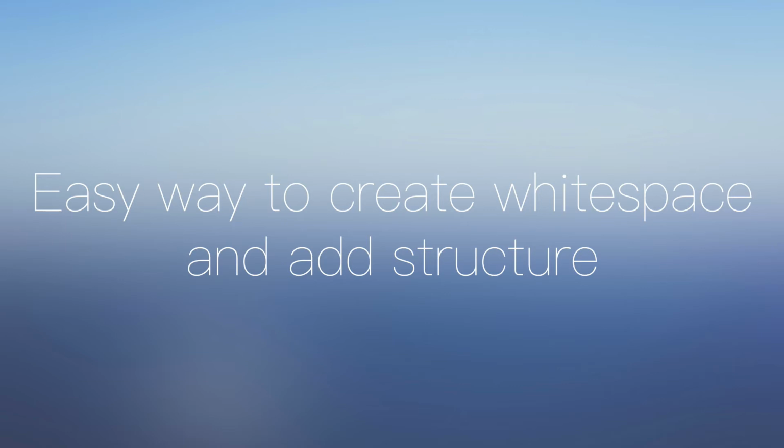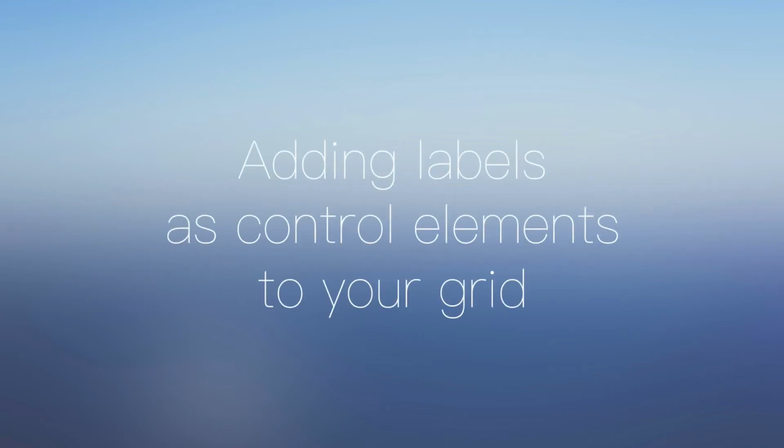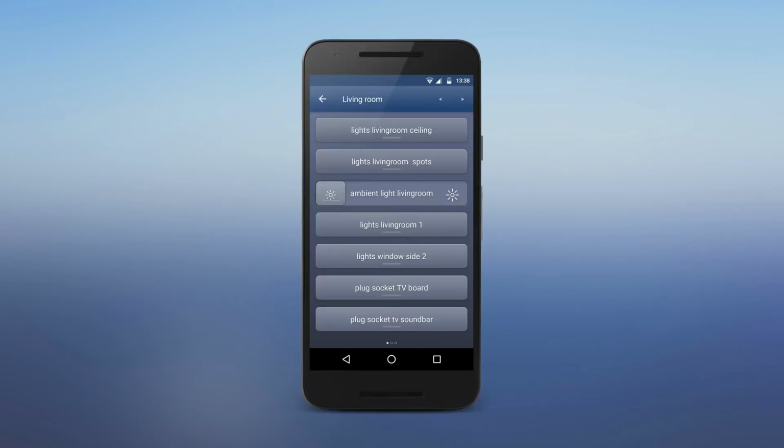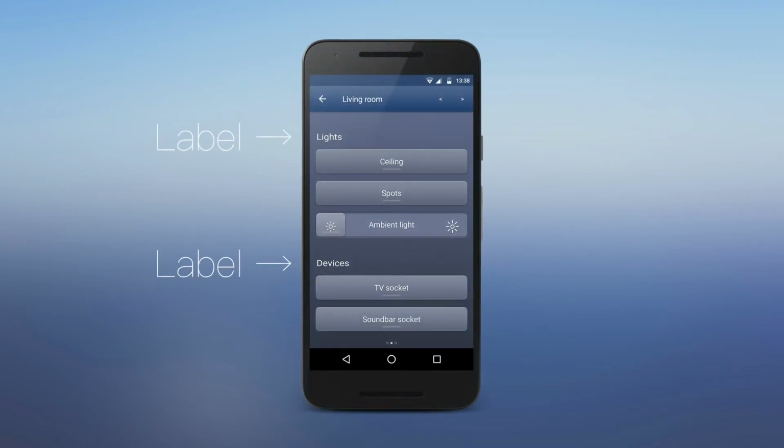One method of creating a bit of white space and adding structure to your layout is by adding a label, which you can add as a control element. For example, if you put 7 switches on one single column without any other control element in between, it's getting a bit difficult to find the one you're currently looking for. Adding those labels helps the user to navigate the desired elements in an easy way.